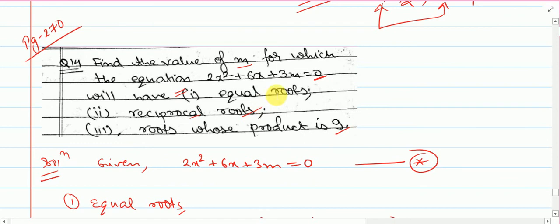If roots will be equal, then m will be 3 by 2. If reciprocal roots, then 2 by 3. If roots product is 9, then m will be 6. Okay.